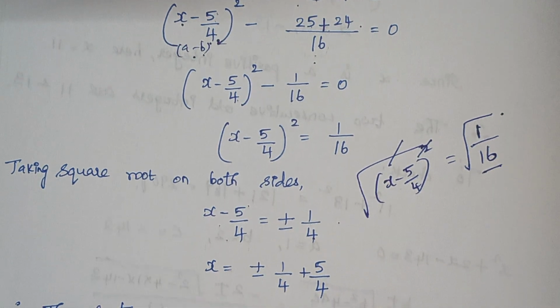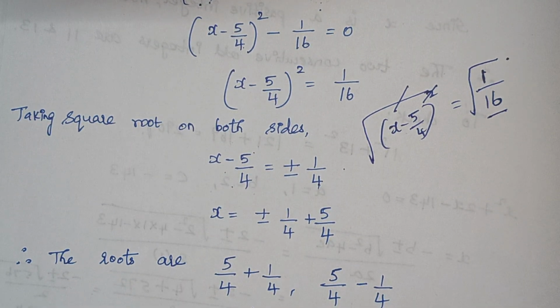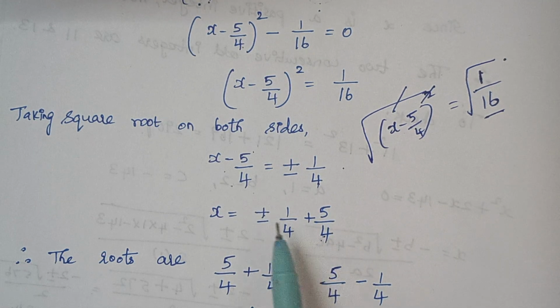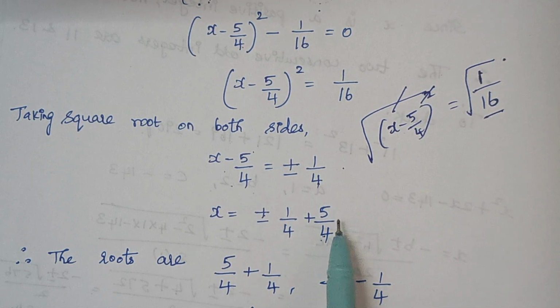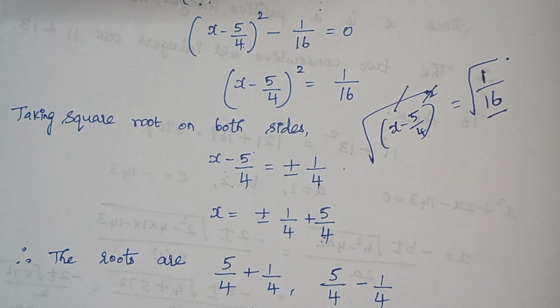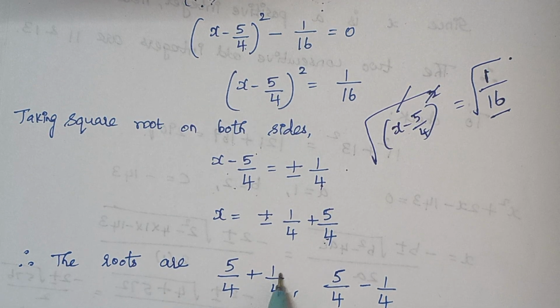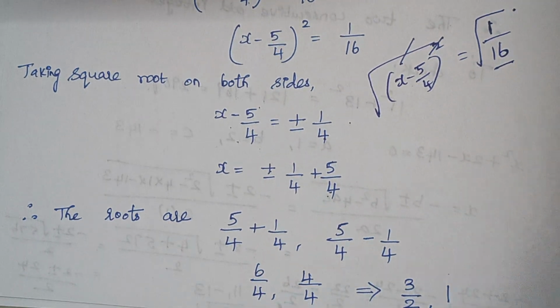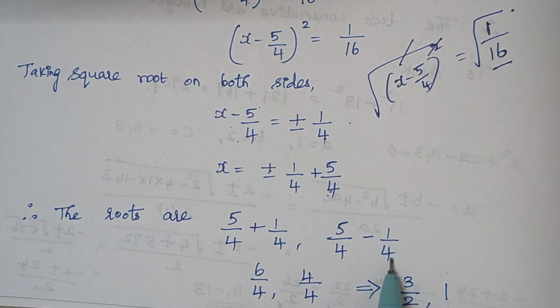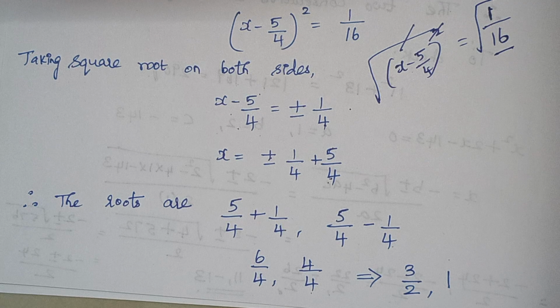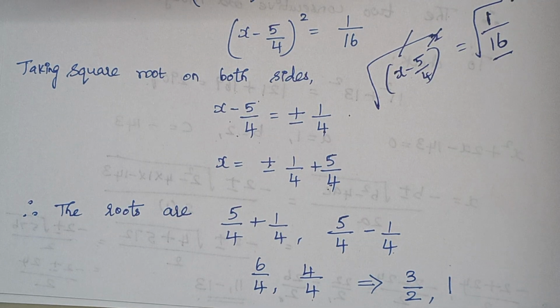So here I am just splitting this equation and I am writing. Okay, first I am taking plus sign. So 5 by 4 plus 1 by 4. And for the next case it is 5 by 4 minus 1 by 4. So here it is 5 by 4 plus 1 by 4 which is 6 by 4, and here 5 by 4 minus 1 by 4 which is 4 by 4. So when you simplify, here we get the answer as 3 by 2 and 1. So these are the two roots of the given quadratic equation.